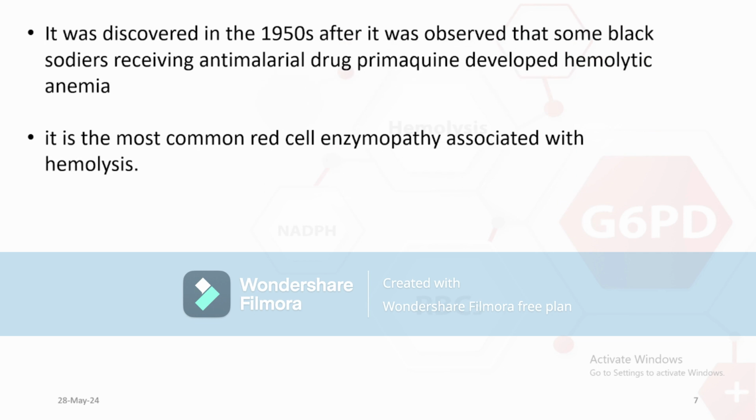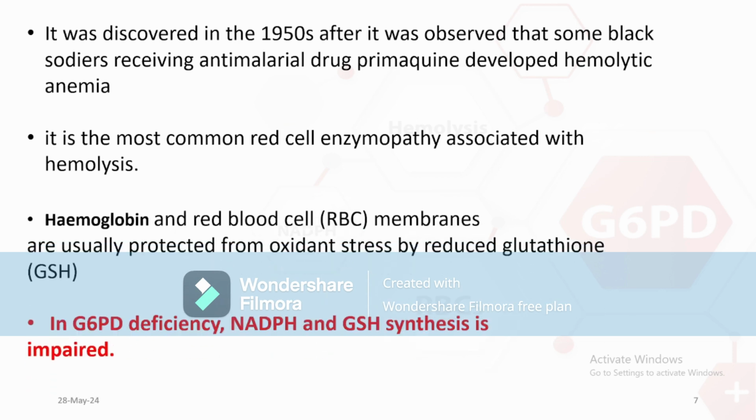Now, G6PD deficiency, this disease was discovered in the 1950s after it was observed that some black soldiers receiving the anti-malaria drug primaquine developed hemolytic anemia. Of course, today as I speak, it is the most common red cell enzymopathy associated with hemolysis. So G6PD deficiency is the most common red blood cell enzymopathy, or enzyme disease, that is associated with hemolysis.